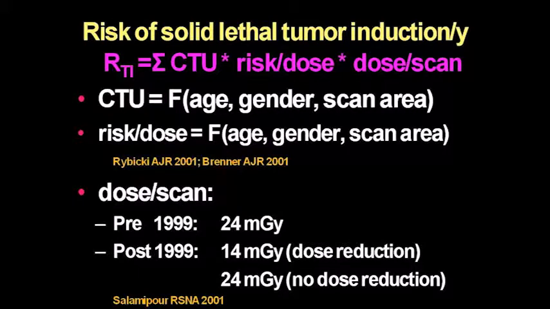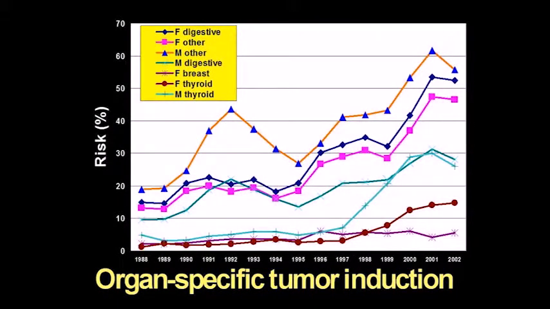And then the dose per scan was at that time 24 milligray before the institution of dose reduction and 14 milligray after that. So I summed all these values together and I got the following curves of organ-specific tumor induction, just to get a handle on what we were doing at MGH. Complicated, many curves here. I'll illustrate one.